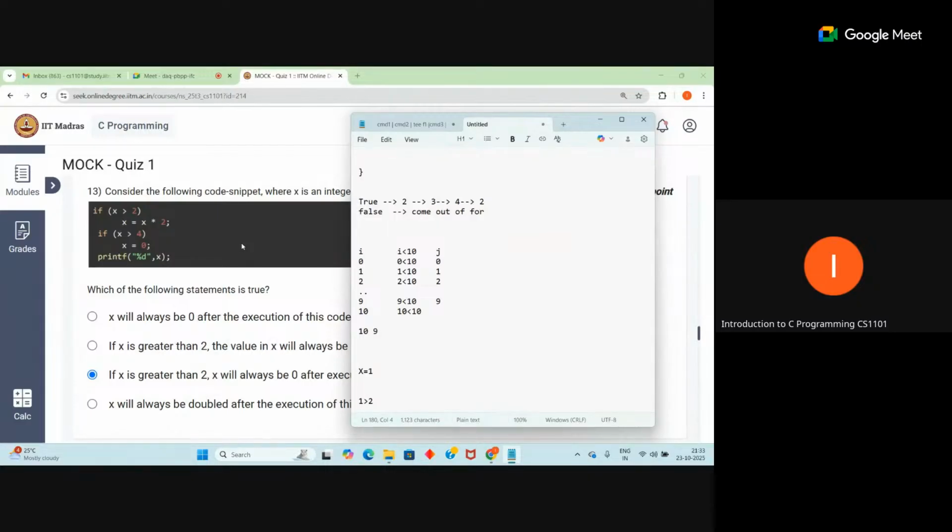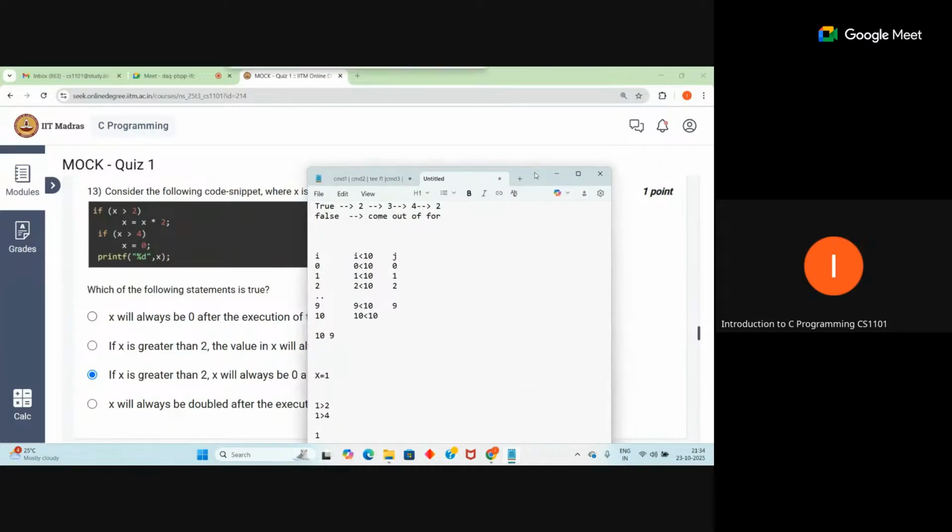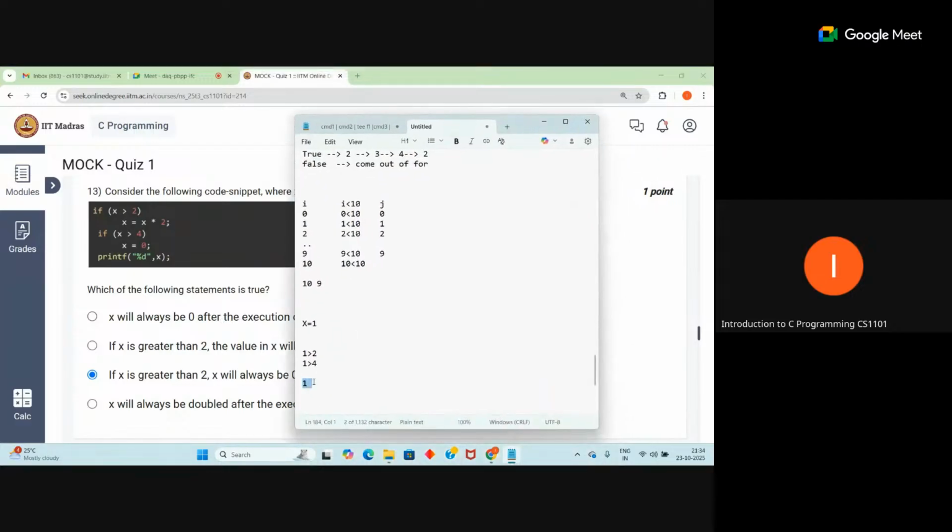false. False means it won't execute this statement. So it will come and check here. What is the second condition? 1 greater than 4. That is also false. So it won't execute this also. In that case, it will print the x value as 1. 1 is the output. So this statement is wrong: x will always be 0 after execution of this code. Whatever the value of x, that statement is wrong, because we got the answer as 1 here. So it will not always be 0.